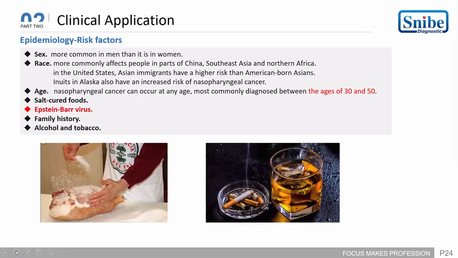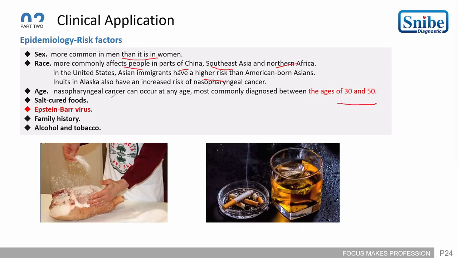So, epidemiologically and risk factors, it's more common in men as compared to women. You can see that by race, it's most common in people in parts of China, Southeast Asia, and North Africa. In the United States, Asian immigrants are at a higher risk as compared to American-born Asians, and Alaska natives are also at increased risk of nasopharyngeal cancer. It can occur at any age, but is commonly diagnosed between 30 and 50 years.